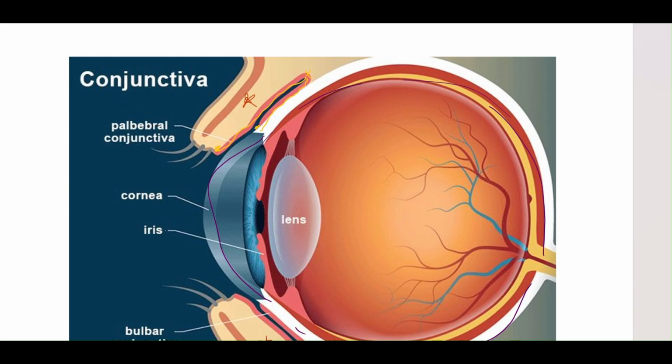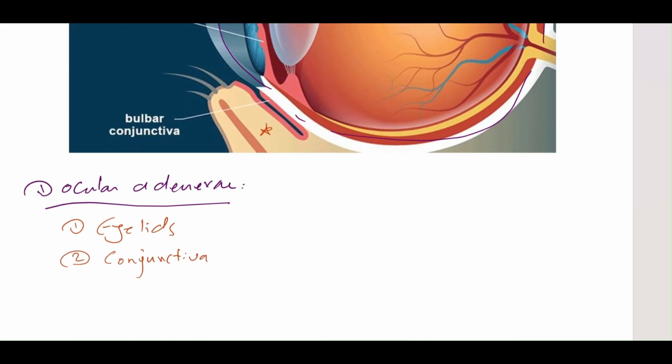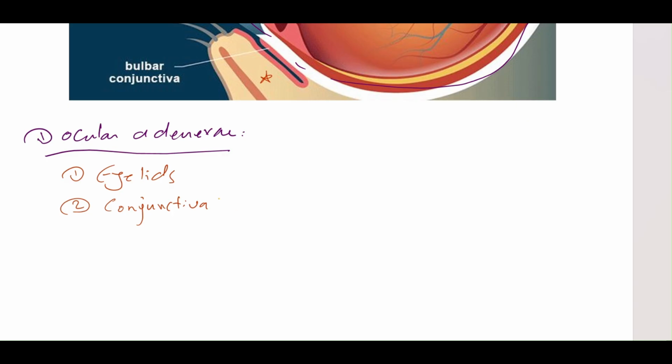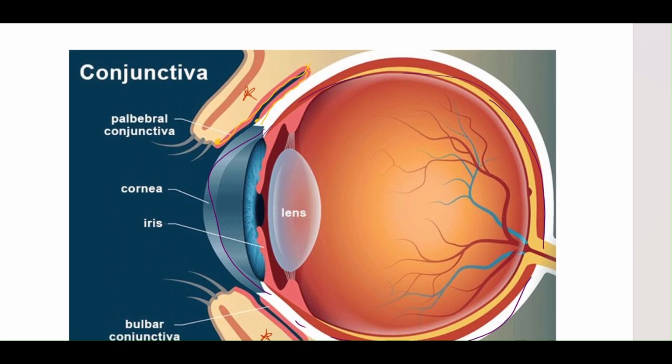So the conjunctiva has 3 major parts: palpebral conjunctiva, lining the inner side of the eyelid; the fornix, which is a reflection, superior fornix, inferior fornix, lateral fornix, and the medial fornix in some textbooks. The third part is the bulbar conjunctiva, which is covering the sclera.